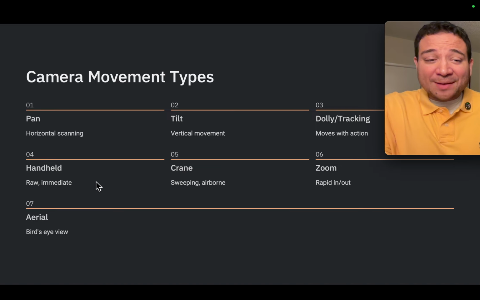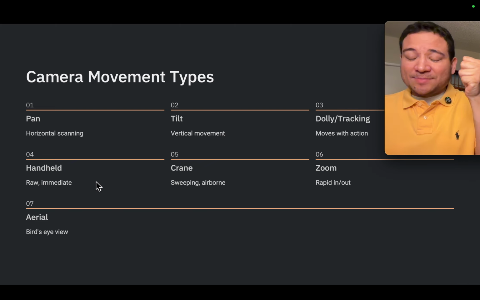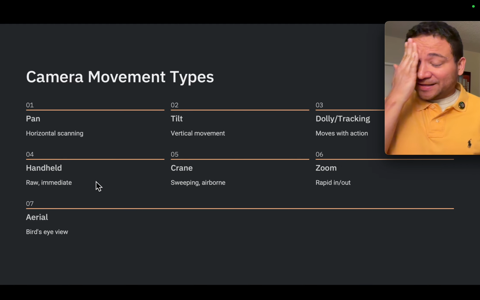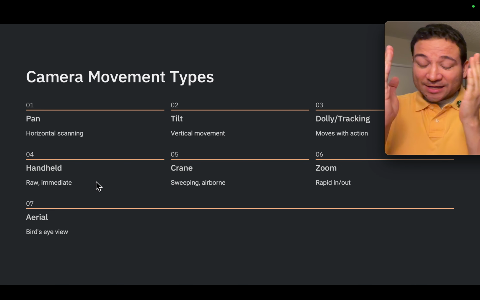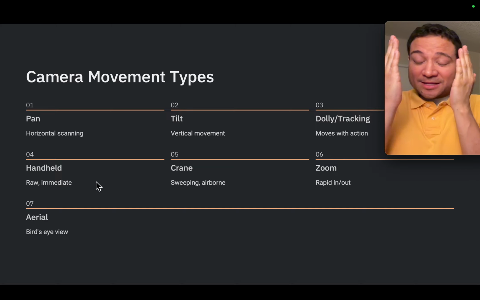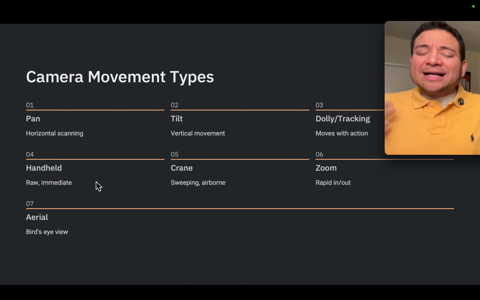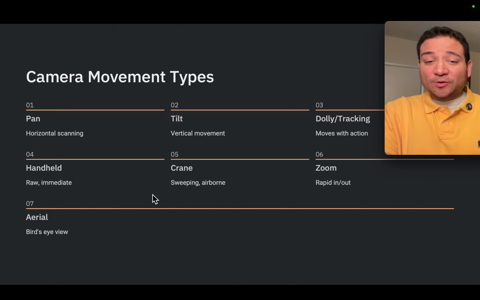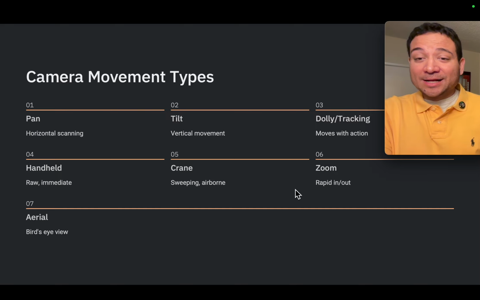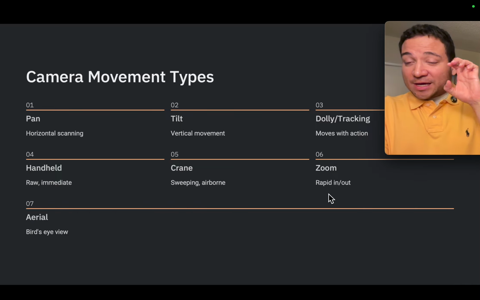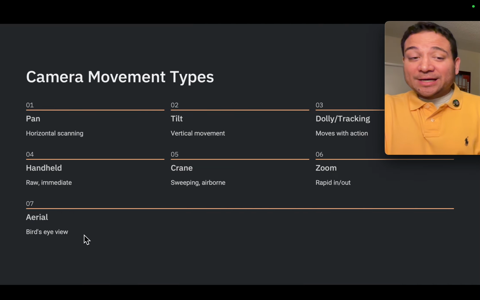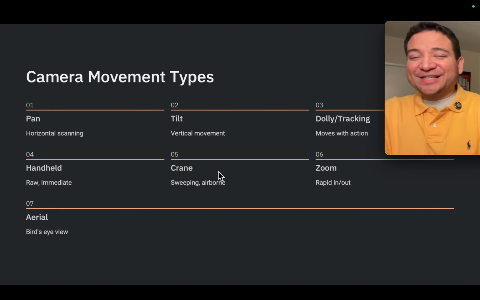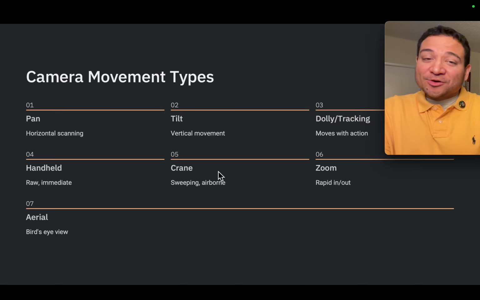Another camera movement type can be a handheld one that indicates it's raw and immediate. I think of scenes where the character has taken the camera and is maybe documenting their reality, then that feels more raw and immediate. A crane sweeping airborne. Zoom, we can zoom in and out, right? Or we can get a bird's eye view, an aerial view. So all of these are moves that directors take when they're moving the camera.